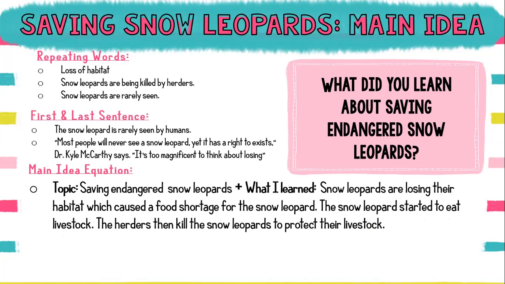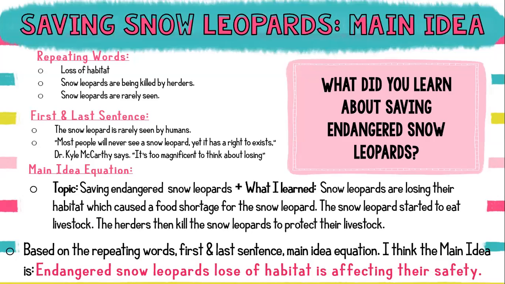All right, now let's look at our main idea equation. So we know our topic is saving endangered snow leopards. Now, what did I learn from that topic? When I'm reading the text, what do I notice? So what I learned: the snow leopards are losing their habitat, which caused a food shortage for the snow leopards. The snow leopards started to eat livestock. The herders then kill the snow leopards to protect their livestock.